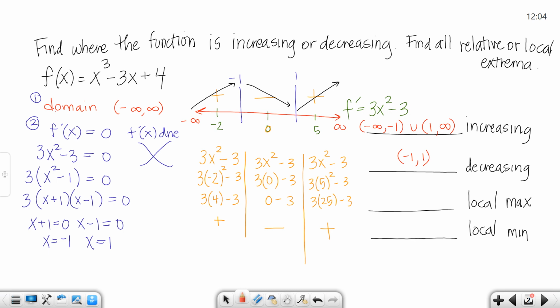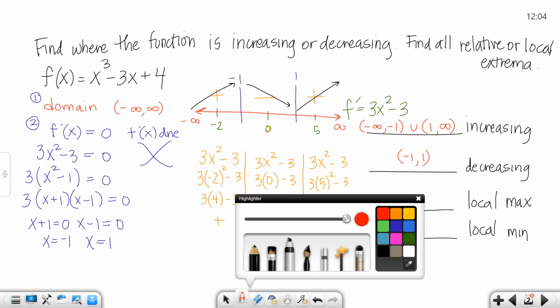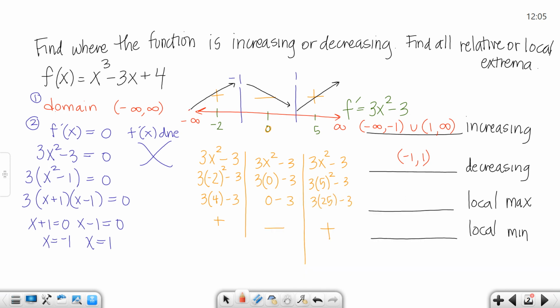But then you have to decide, do you have a local max or a local min? Well, let me show you a little trick. Okay, so let's go back to my number line for just a second. See how this one goes up and then it falls down? So if it goes up and then down, that makes a max. And see how this one goes down and then up? That one makes a min.